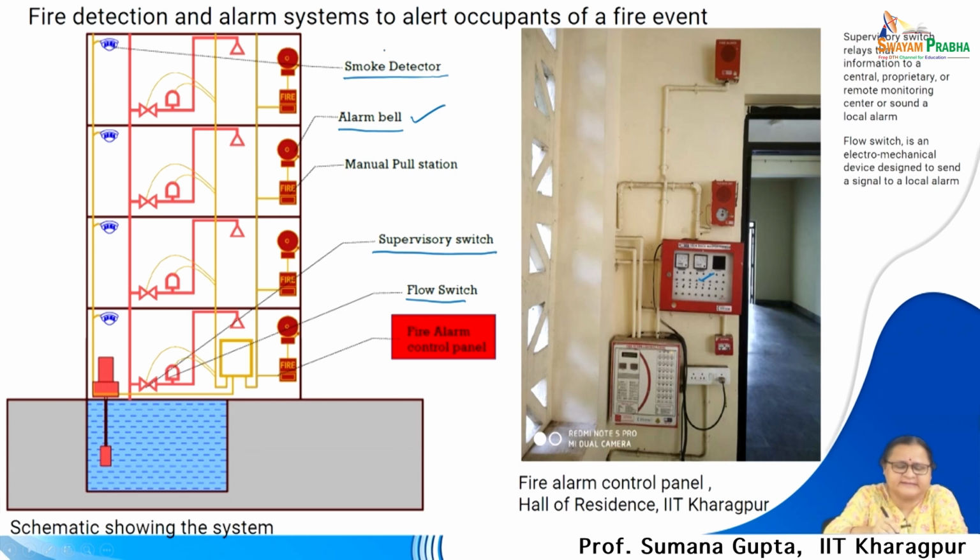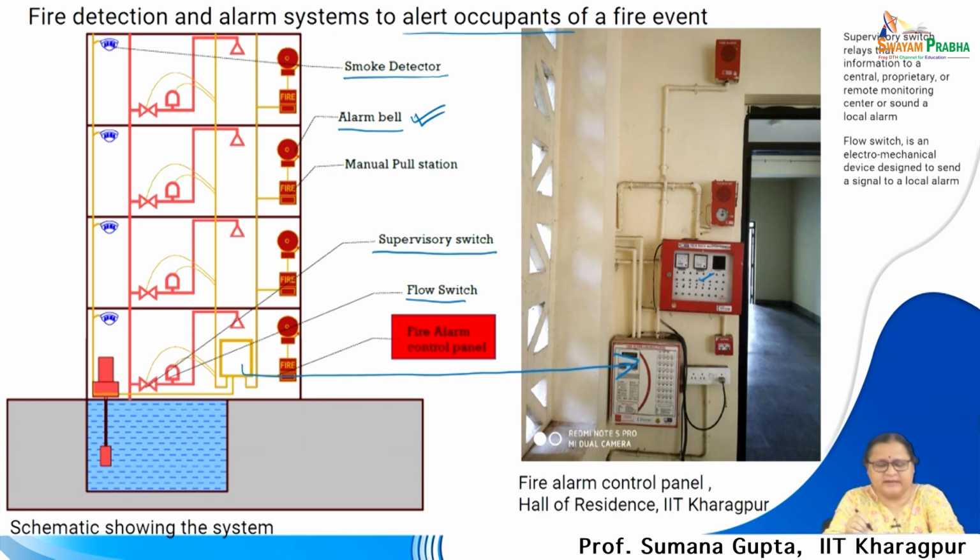All these systems integrated together give the information to the fire alarm control panel, which is shown in this picture here. The alarm bell at the particular seat of fire, the floor of fire, starts giving a hint that the people should be rescued from this area. So, it alerts the occupants to the fire.